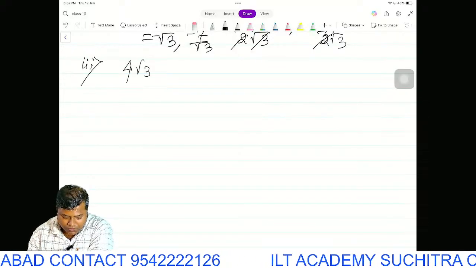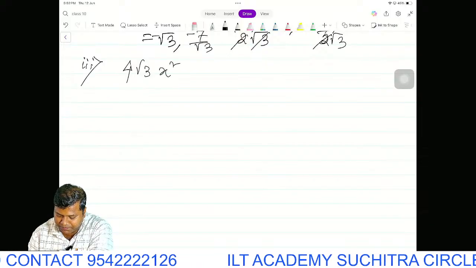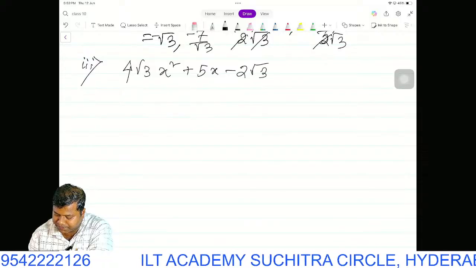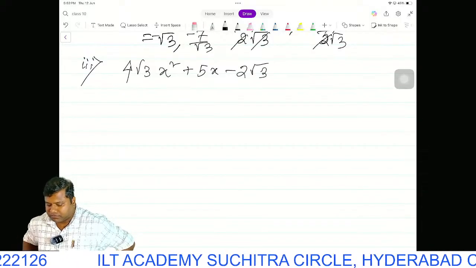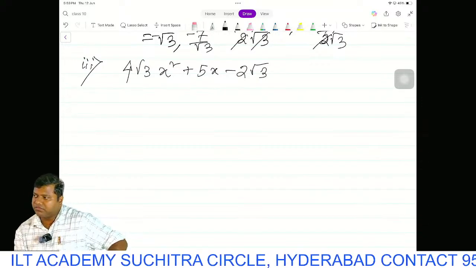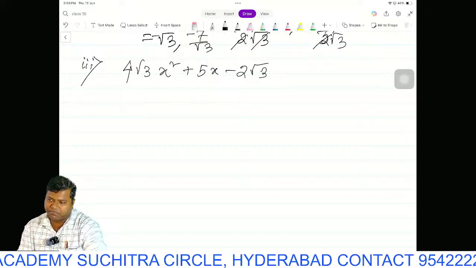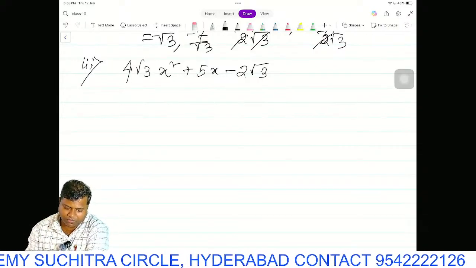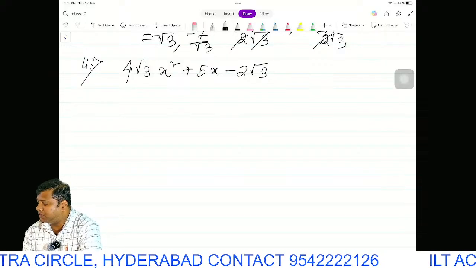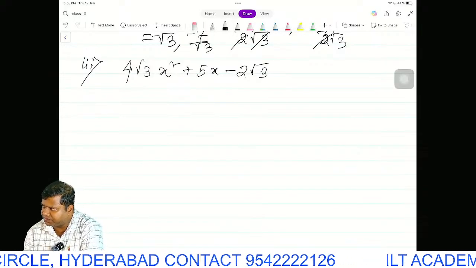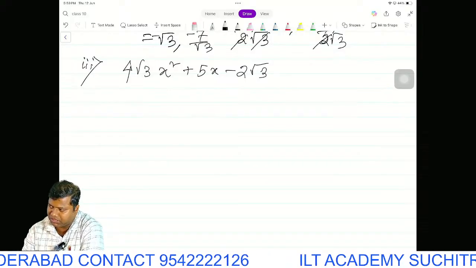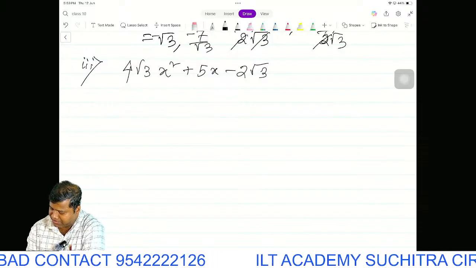Third one, 4 root 3 x square plus 5x minus 2 root 3. After completing the homeworks, we'll go to the 5 marker. Okay? Minus 2 root 3. Now tell me which method you will follow first? Factorization. Middle term factorization. Are you able to do it quickly? Just think of it. Try to do it in terms of factorization first.